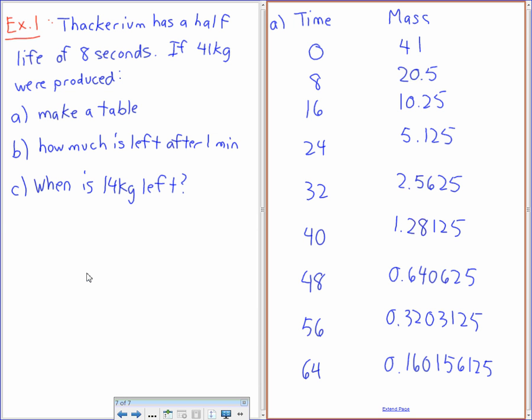Yes. What should I do when you use the 56 or the 64? Neither. This is the thing. So I'm going to go through part 1. If it says how much is left after 1 minute, what's the time going to be for that? 60. So that means my answer for mass is going to be around 0.2-ish. It's going to be between 0.16 and 0.32.